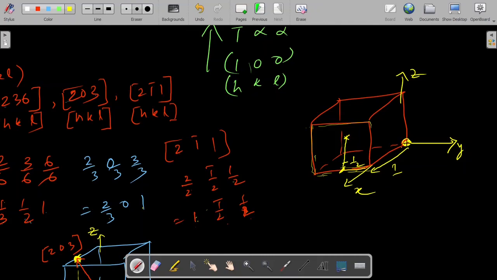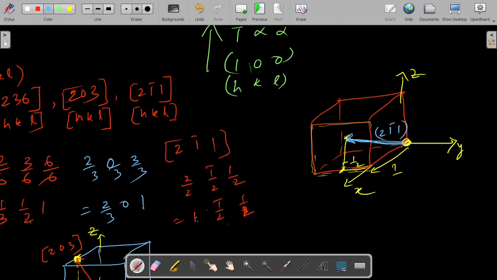So now you draw a vector starting from the origin and up to this final point. So this is your direction 2, 1, 1.